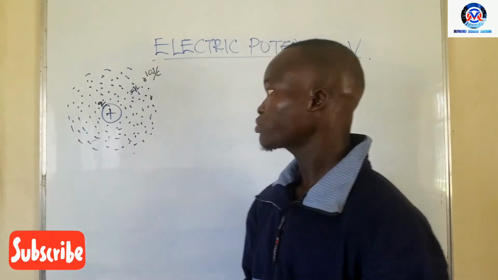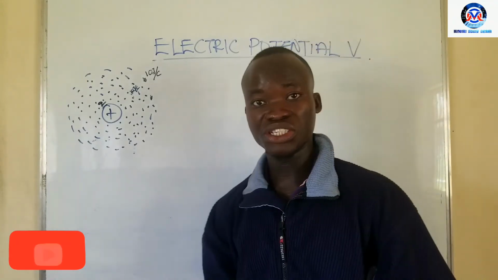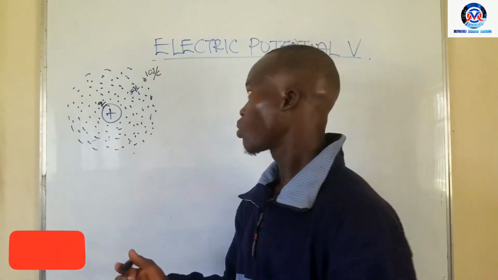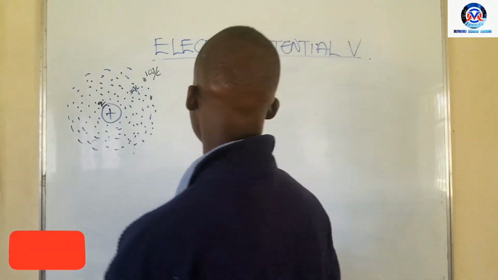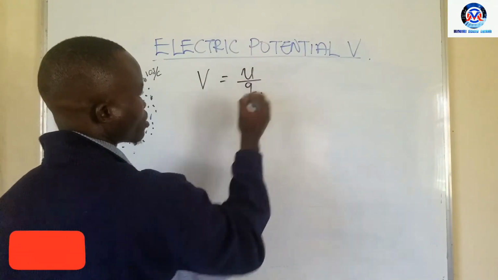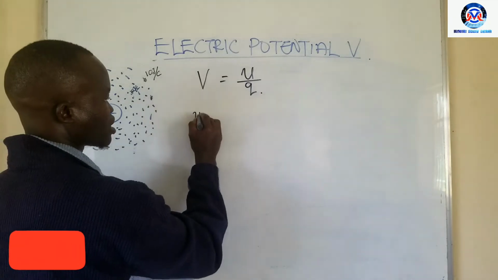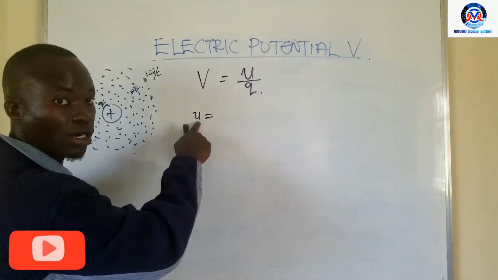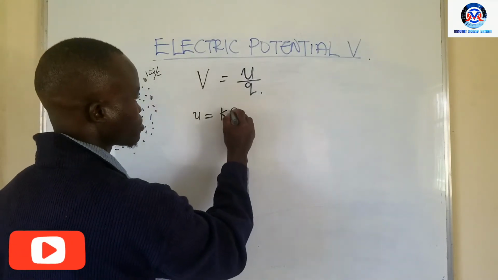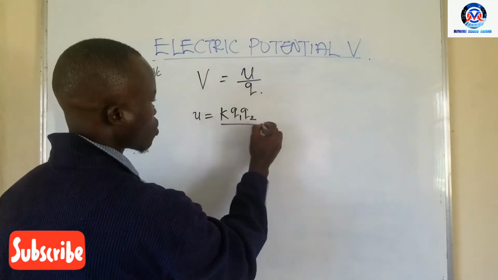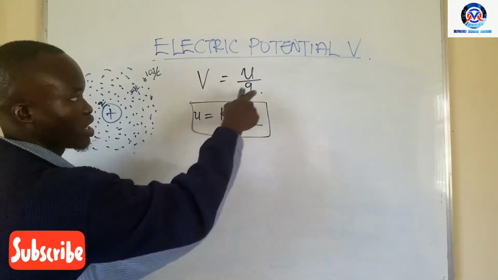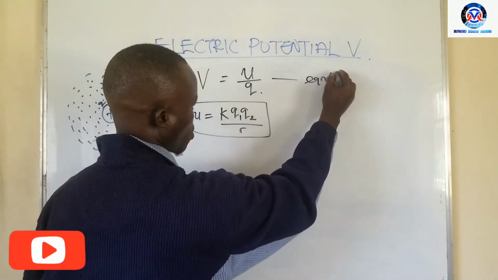Now, remember that electric potential is potential energy per charge. So we have that electric potential, which is denoted as V, is the potential energy U per charge. But we know that the magnitude of the electric potential energy, as derived in the last video, is simply K multiplied by Q1 Q2 over R. So now we can replace the value for U in equation 1. Let's call this equation 1.